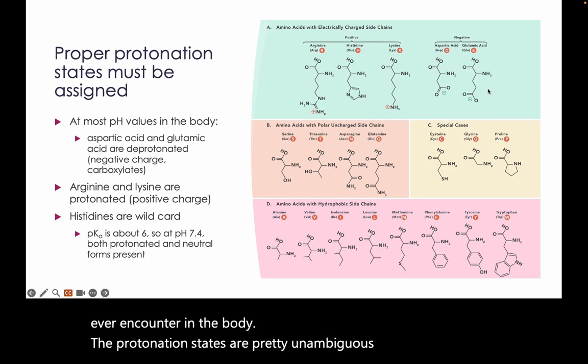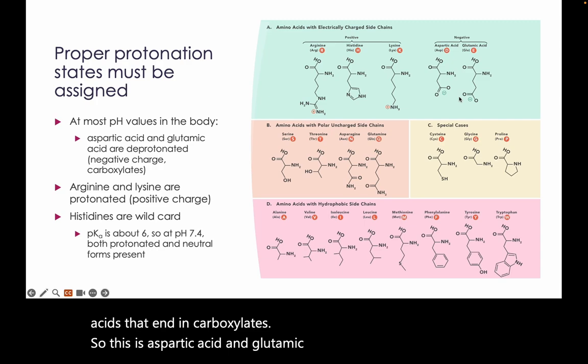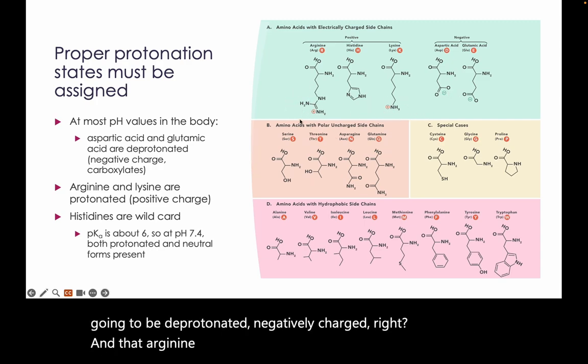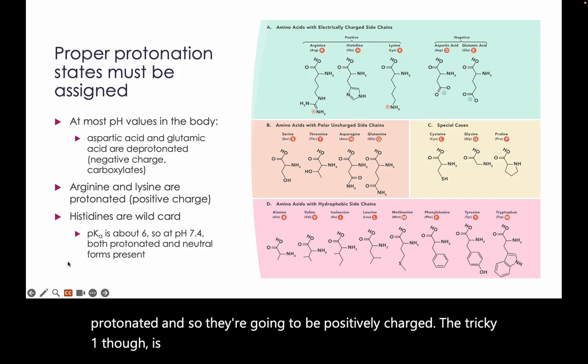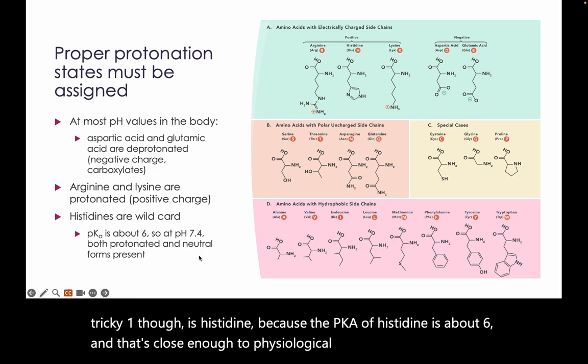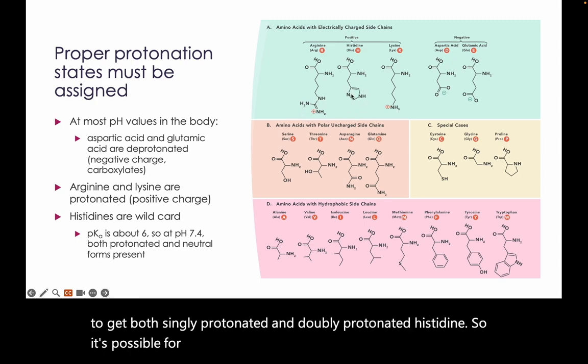So for the amino acids that end in carboxylates, so this is aspartic acid and glutamic acid, they are almost always going to be deprotonated, negatively charged, right? And arginine and lysine, they're almost always going to be fully protonated, and so they're going to be positively charged. The tricky one, though, is histidine, because the pKa of histidine is about 6, and that's close enough to physiological pH of 7.4 that it's possible to get both singly protonated and doubly protonated histidine. So it's possible for histidine to be neutral or potentially to be positively charged.